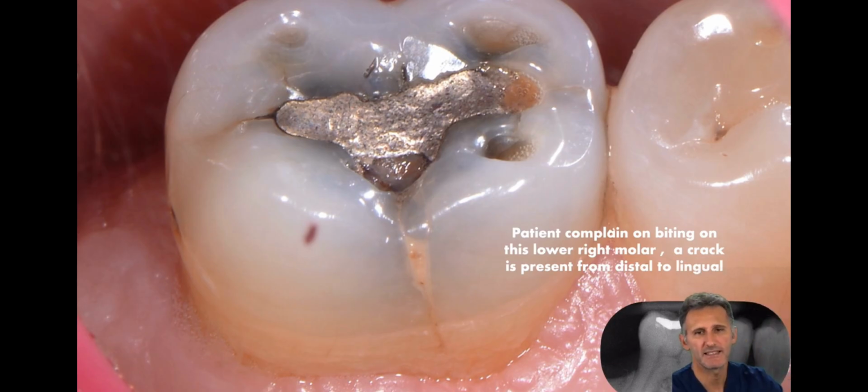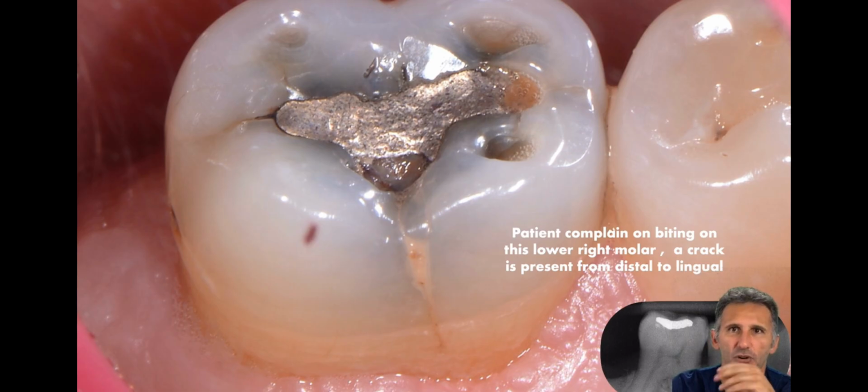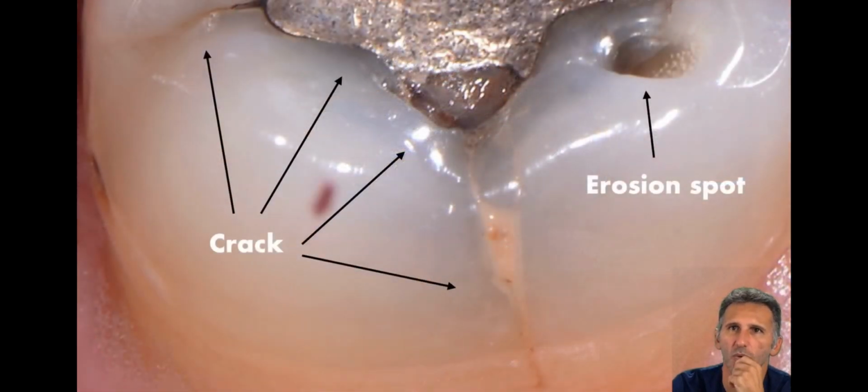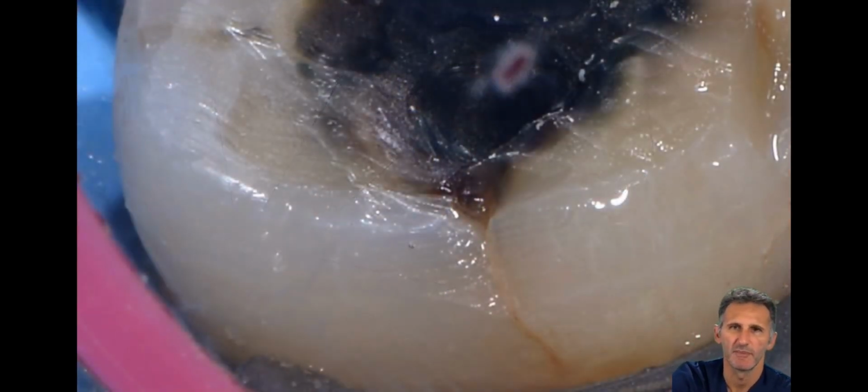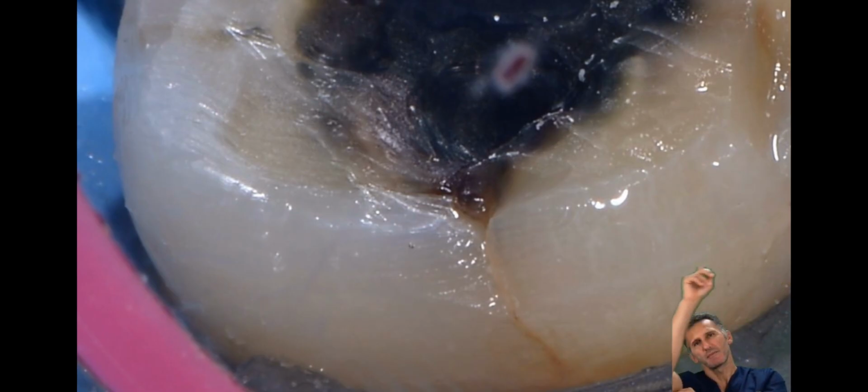Another similar case: the patient complains of pain on biting on this lower right molar. A crack is present from distal to lingual. You see that there are also some erosion spots on this tooth. I did the lowering. Here is the erosion spot. Here is the crack of this tooth. I removed the amalgam, and you see exactly the design of the crack.